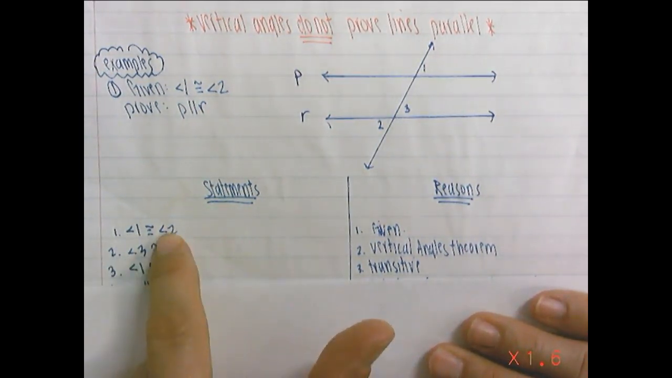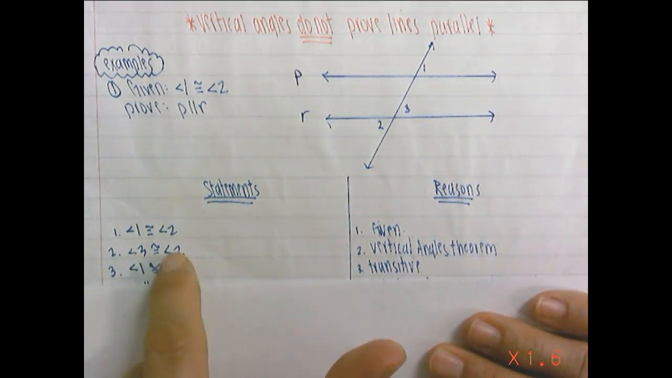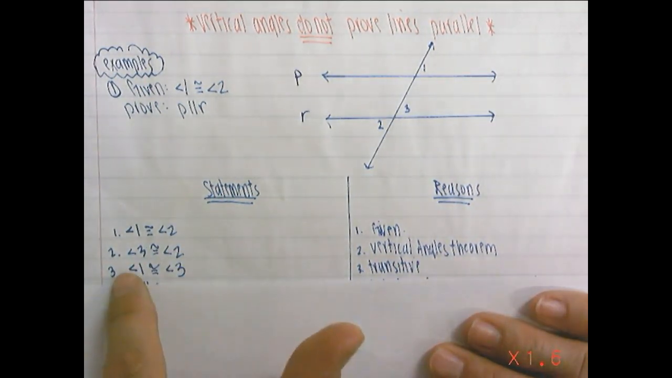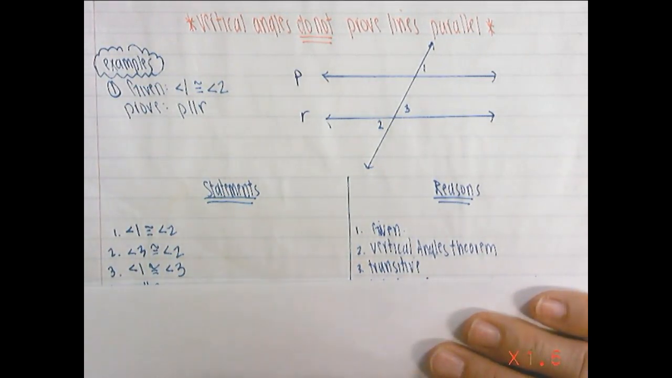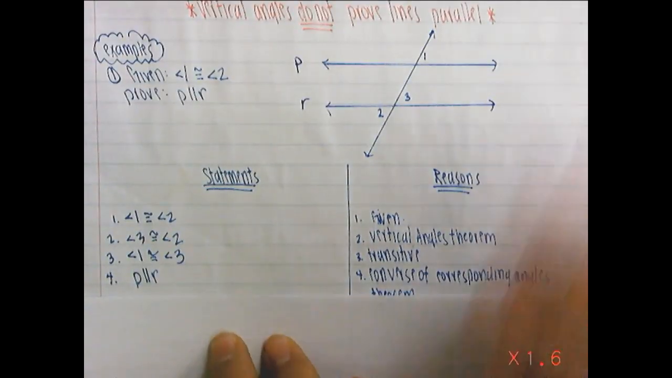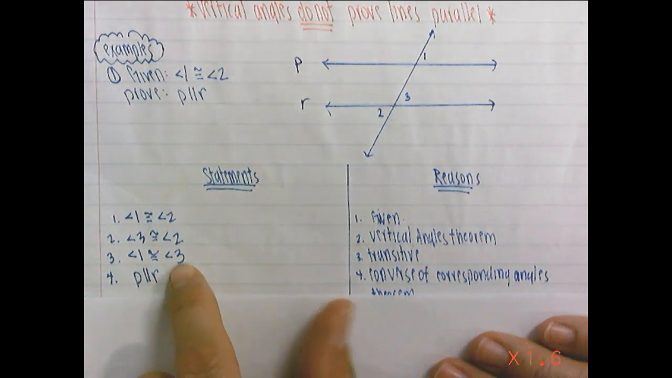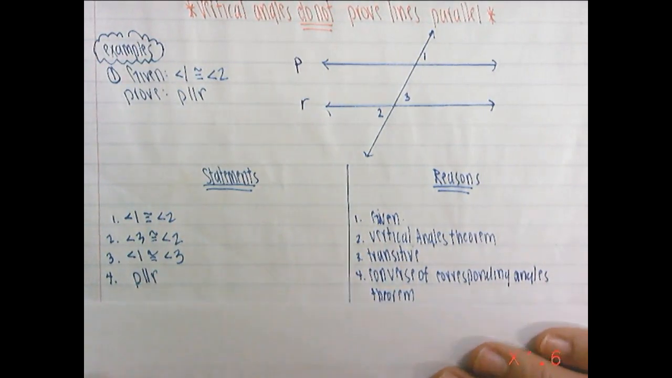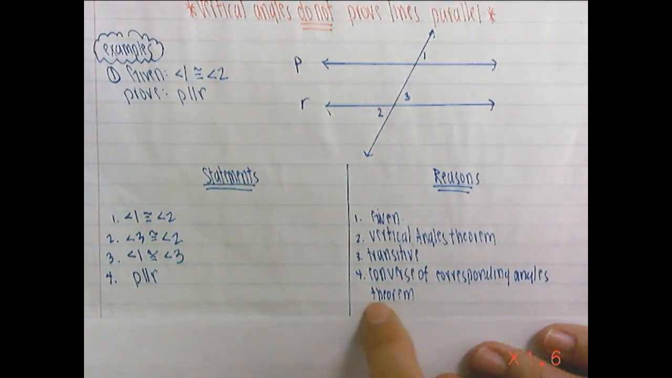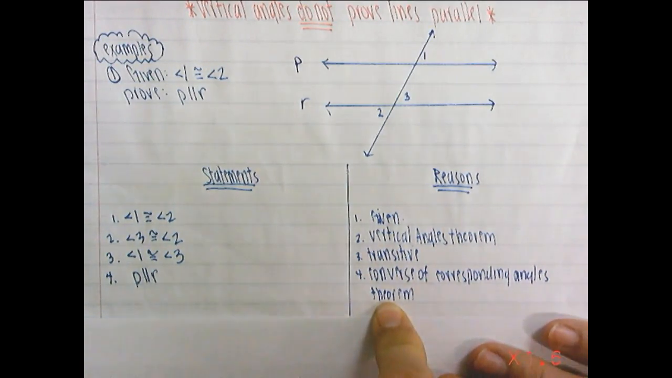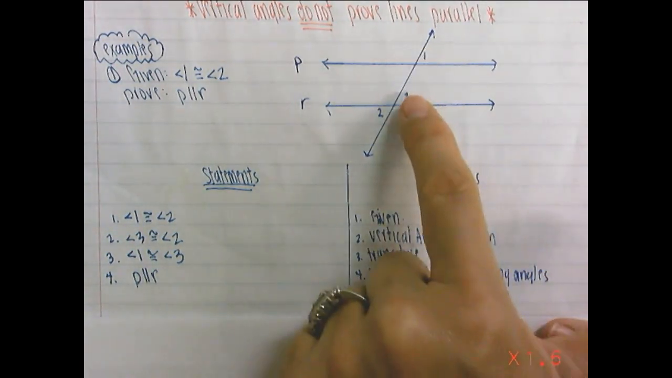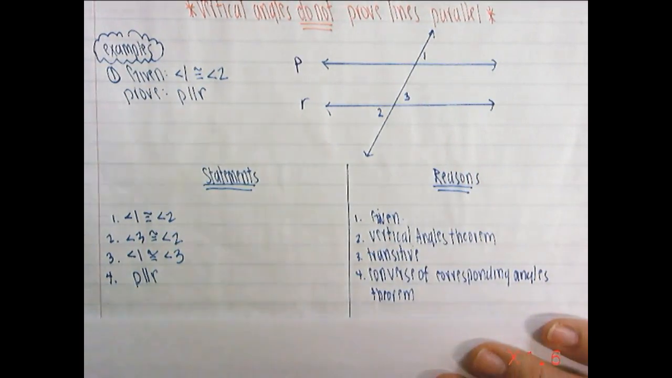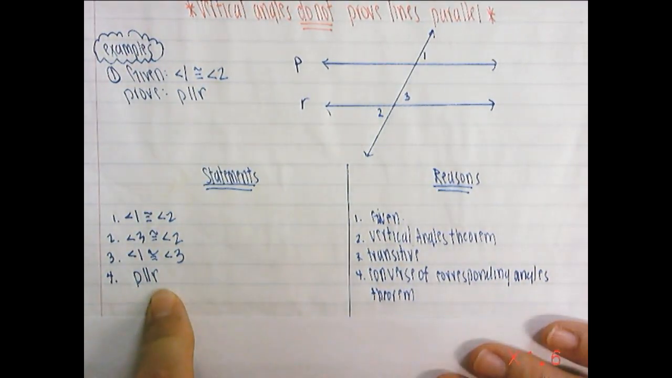Then I'm going to write angle 1 is congruent to angle 3 because of transitive. Angle 1 is congruent to 2, and angle 3 is congruent to 2. They're both congruent to 2, so I can say angle 1 is congruent to angle 3. Because angle 1 is congruent to angle 3, and they are corresponding, I can say that P and R are parallel based on the converse of the corresponding angles theorem.